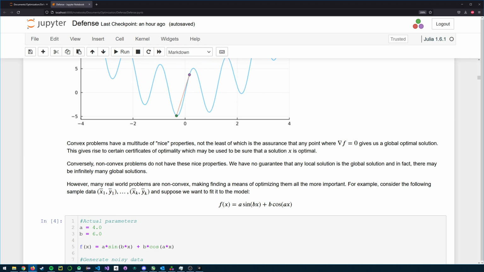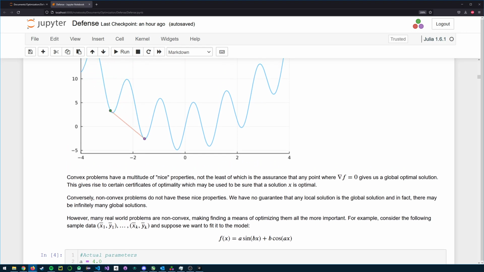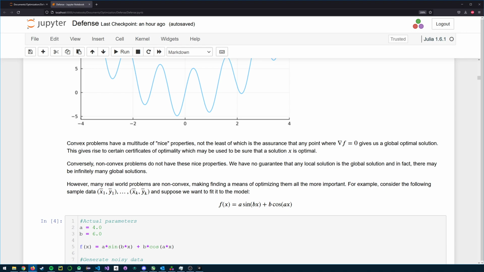So conversely, non-convex objectives don't have these nice properties. We may find a local minima, any one of these really, but we have no way of being sure that they're optimal until now, I guess. And that's the point of this talk and my paper that I've written, which I'll attach in the description, the repository to this presentation, as well as all the code for all the other things in addition to what you can see here, as well as the paper itself.